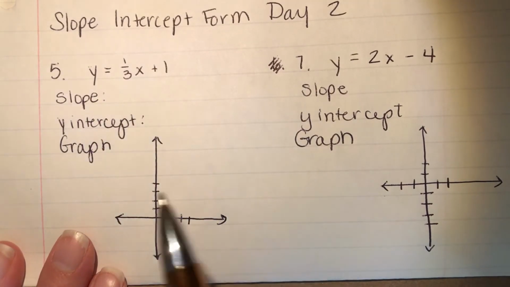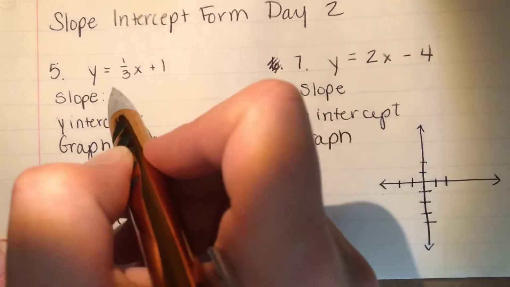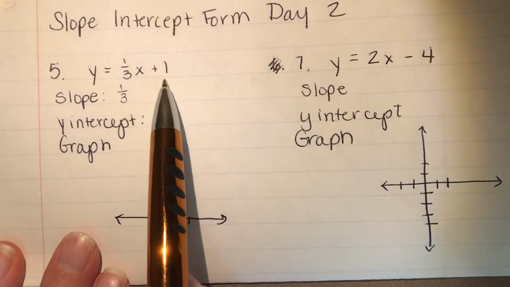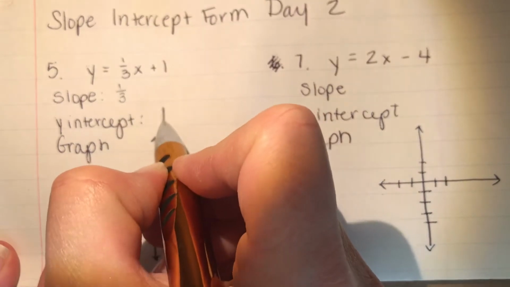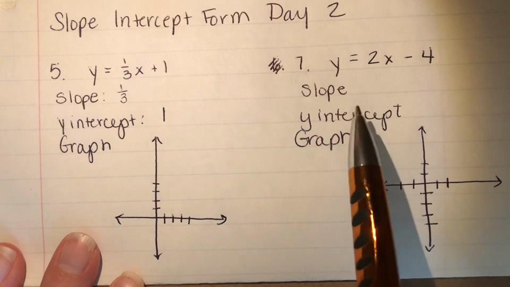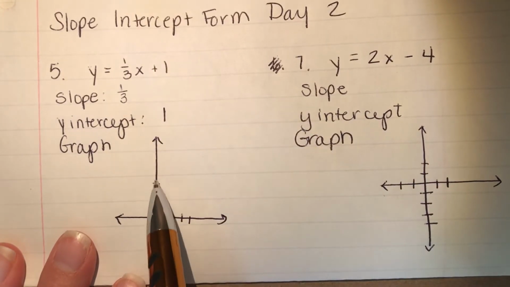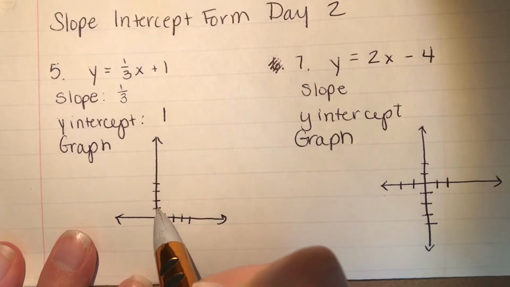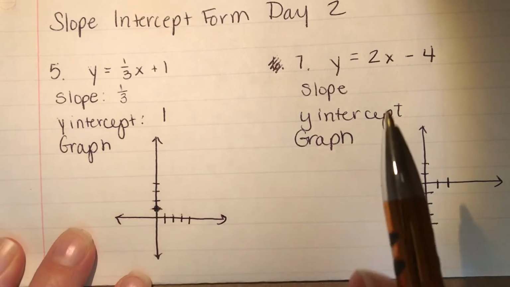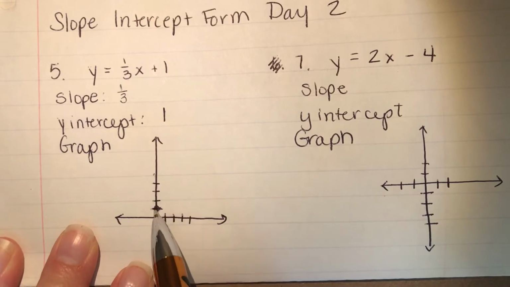Then I want you guys to go ahead and write down the slope, which is what we did yesterday. So the slope is 1/3. The y-intercept is the +1, so we can just write 1. And this is how you go ahead and graph it. First, take the y-intercept, which is a +1, and on the y-axis, we're going to put a dot at the +1. So this is where this line is going to cross the y-axis.